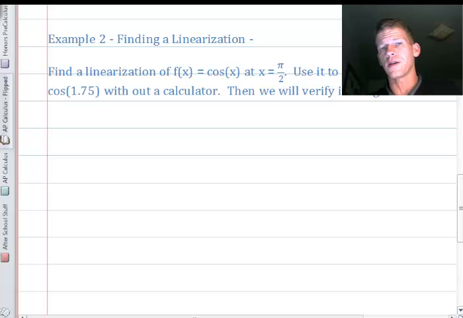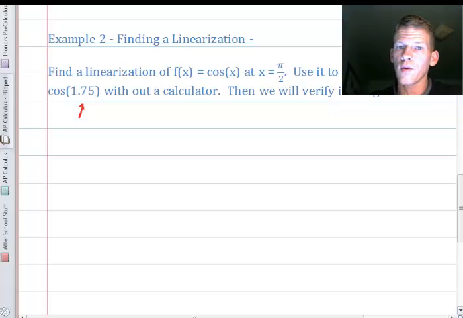We want to find the linearization of a cosine function. Now, can you imagine trying to find the cosine of 1.75 radians without a calculator? I would not want to do it. But with linearization, we get to do things a little bit easier.